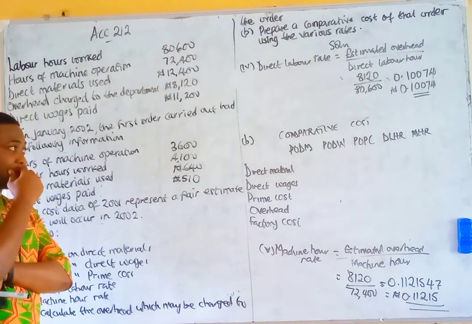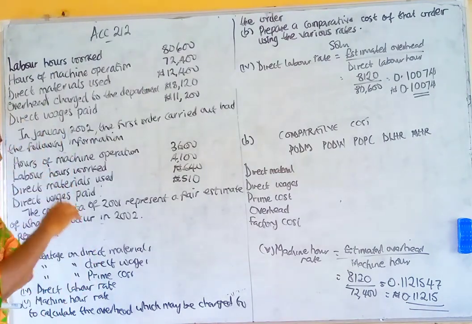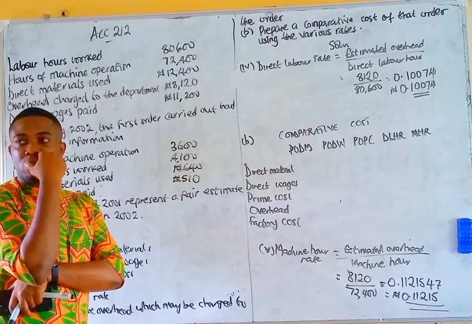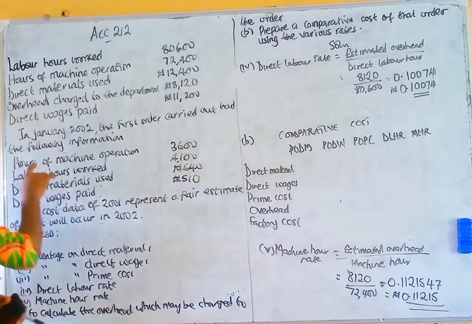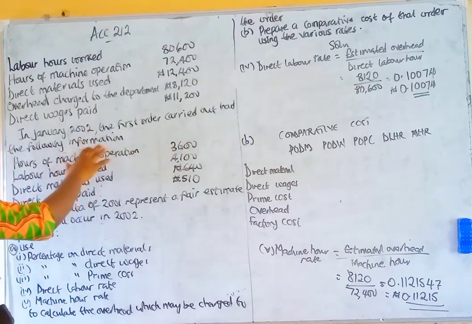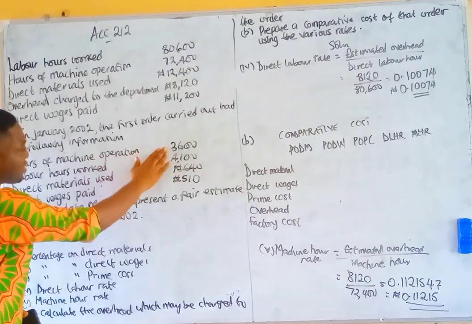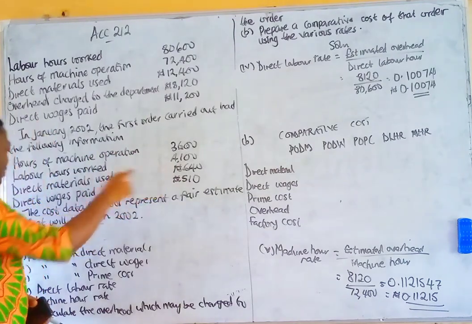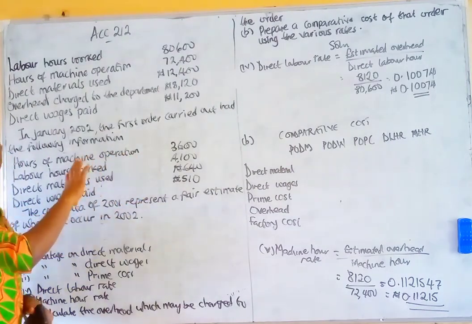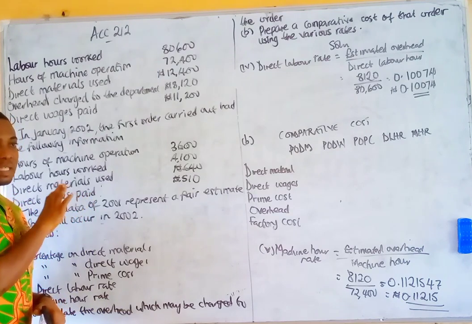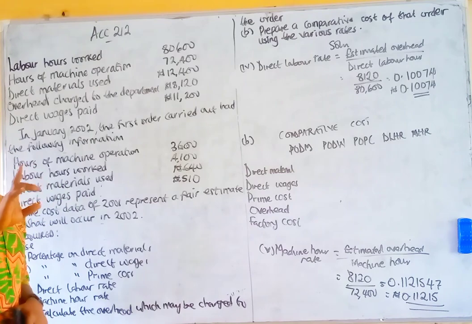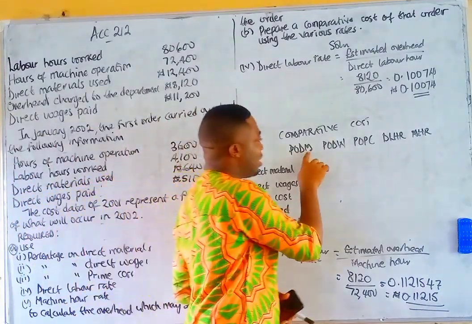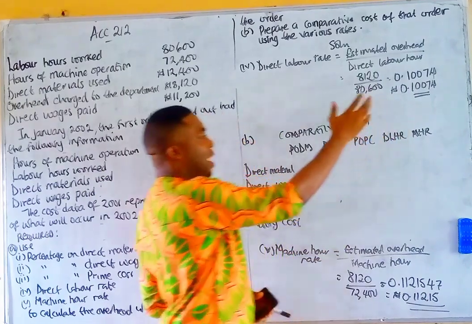Now please look up. Now we want to use these estimates, this rate for 2001 to see what will be charged as overhead for 2002. Okay? Now for 2002, in January 2002, they gave us the following information: hours of machine operation 36 hours, labor hours worked 4,100. Direct materials used 640. Direct wages paid 510. Now if you notice here, there is no overhead for 2002. So we are using the estimates of the previous year to know the overhead that will be charged.